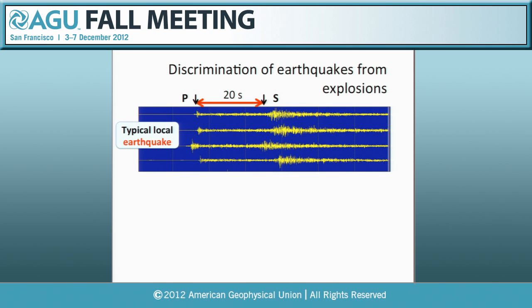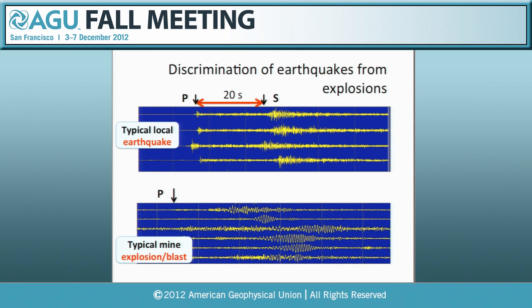The first issue for data processing is to discriminate the earthquakes from the blasts. This is a typical local earthquake waveform, and this waveform shows the clear P and S waves, with a time difference of about 20 seconds. For a typical explosion or blast, the waveform also shows some features. About 20 seconds after the P first arrival, we get a very obvious short period surface wave. We use this to discriminate the blasts from earthquakes.